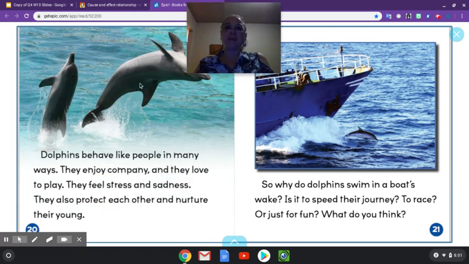Dolphins behave like people in many ways. They enjoy company and they love to play. They feel stress and sadness. They also protect each other and nurture their young. So why do dolphins swim in a boat's wake? Is it to speed their journey? Is it to race? Or is it just for fun? What do you think?